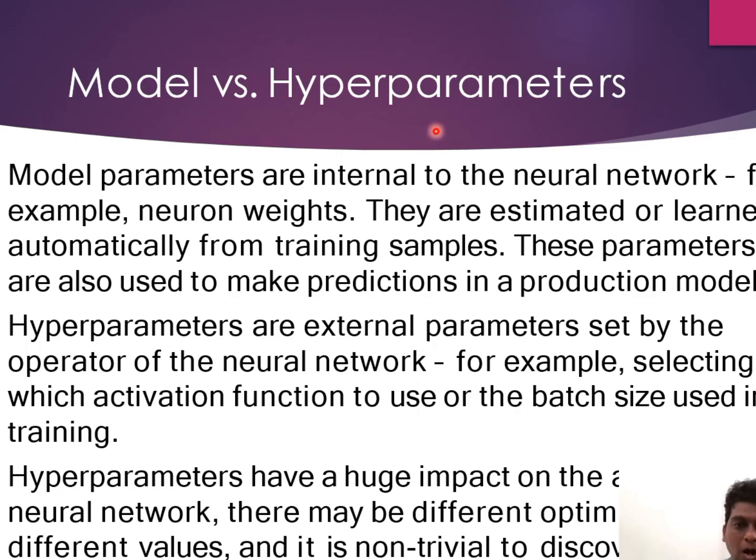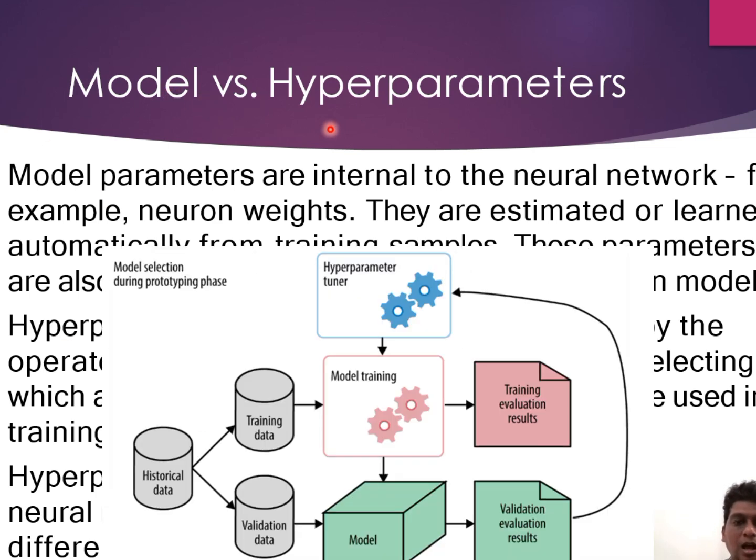So what do we mean by model parameters and hyperparameters? Model parameters are internal to the neural network normally, for example, the weight of the neuron. They are automatically extracted from the training samples to make the prediction. But hyperparameters are external parameters. Actually, this one is internal and this one is external.